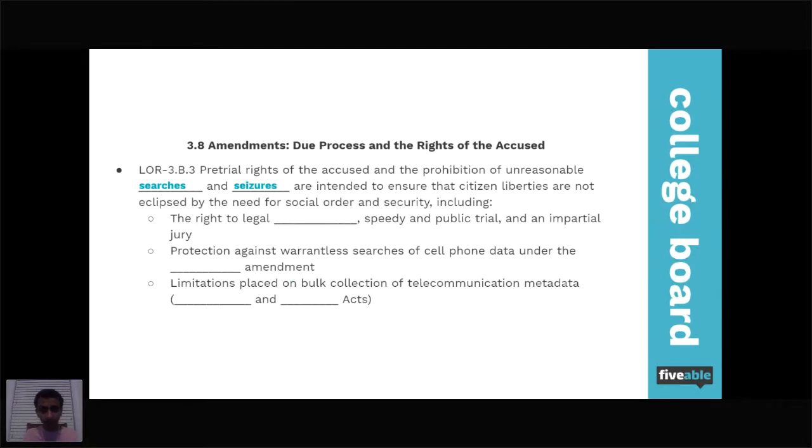I have linked the presentation slides on the green button below. The right to legal counsel, speedy and public trial, and impartial jury are all parts of this. With the Fourth Amendment, we have protection against warrantless searches. And at the end, with the USA Patriot and USA Freedom Acts, those are where the expansion and then limitation were placed on the bulk collection of technological property and metadata through telecommunication companies. I don't think they will ask you to describe the Patriot Act. However, being familiar with that does definitely help.